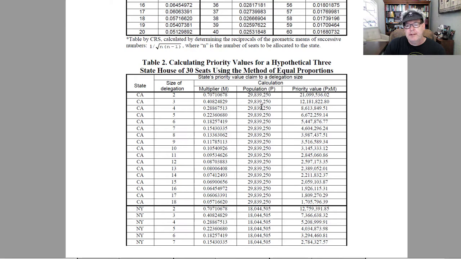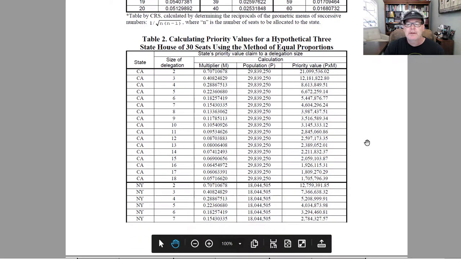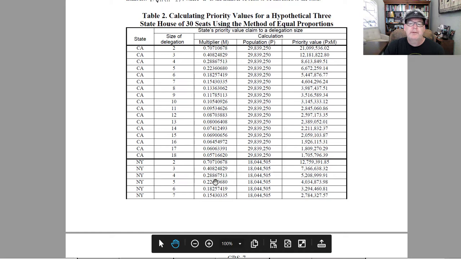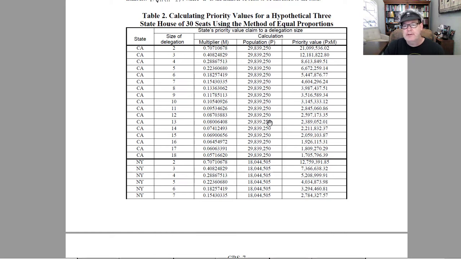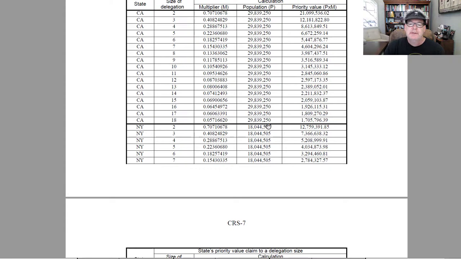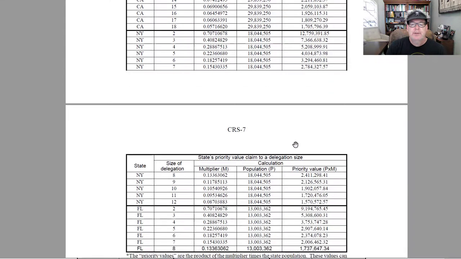And so multiply California's population by all these priority values. We won't need them all. We went a little beyond where we need to go. I should say multiply California's population by all these multipliers, and you get the priority values. Similarly, and these are the same multipliers as up above, the only thing that changed now is the population. So to get to 2 seats, you have to divide by the square root of 1 times 2, and so on. And similarly for Florida.